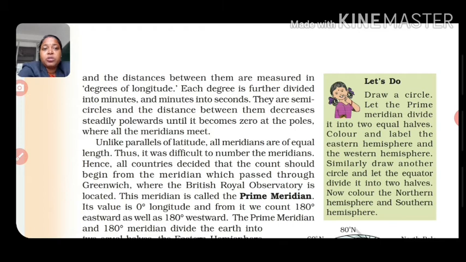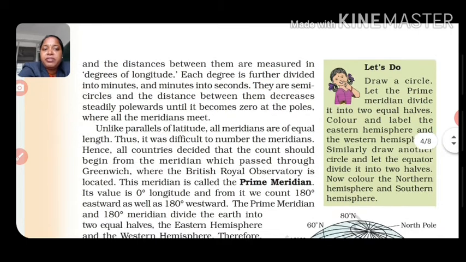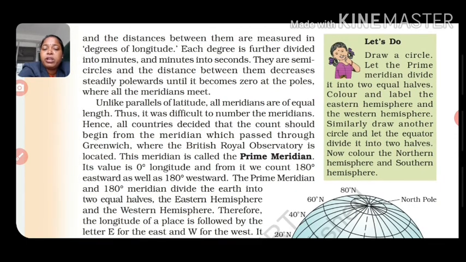Okay, so where the British Royal Observatory is located, that is the Greenwich area, this meridian is known as the prime meridian, through which we started calculating the world time zone. Okay, so students, its value is 0 degree longitude, and from it we count 180 degrees eastward, means it rotates from west to east, as well as 180 degrees westward.